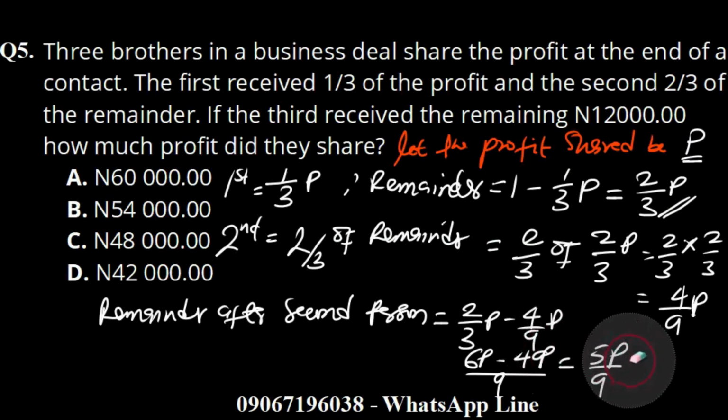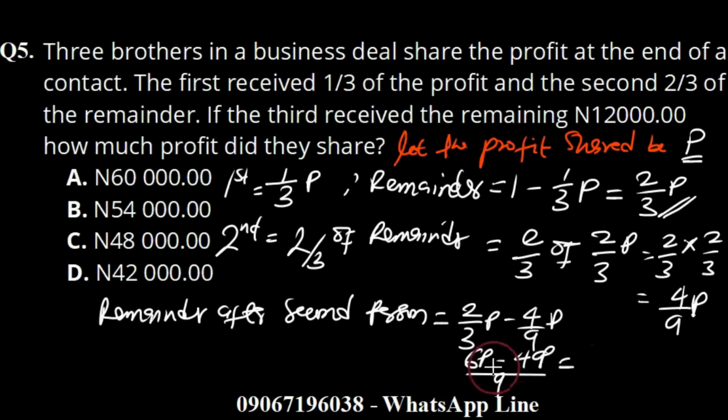Okay, please take note about that. This calculation, we had a little mistake here. 6p minus 4p, 6 minus 4 is going to be 2p, so it is 2p over 9. Please take note of that. All right, now let's move on to the next page to continue this solution.